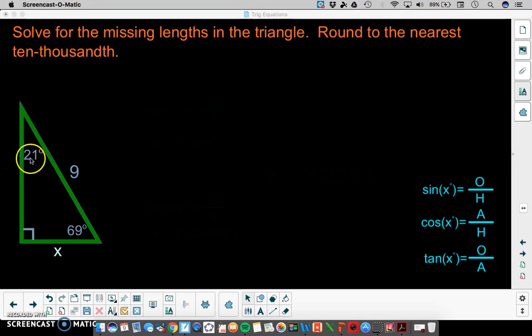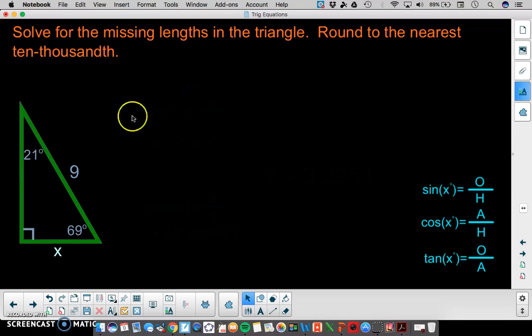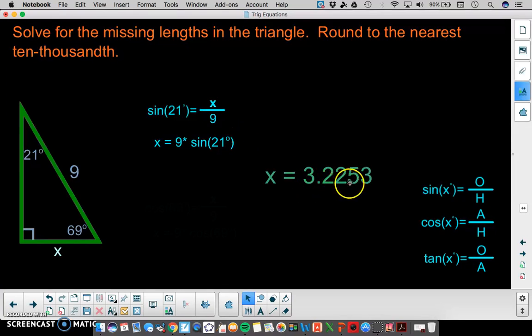Well, from 21, our x is opposite. Our 9 is our hypotenuse. So from 21, x is opposite, and we have our hypotenuse, so O and H go with sine. Therefore, we can use sine of 21 equals opposite over hypotenuse. Then we have our trig equation set up, and now we can solve it. So multiply by 9 on both sides, and have 9 times sine of 21 give us 3.2253.